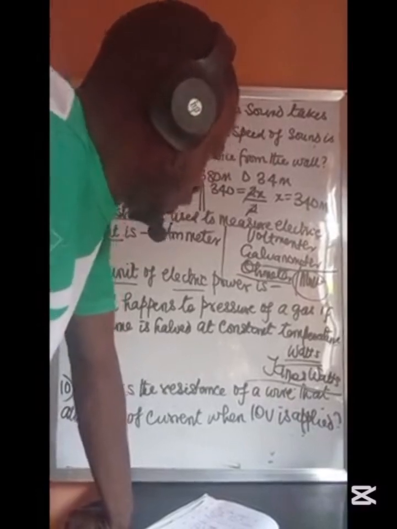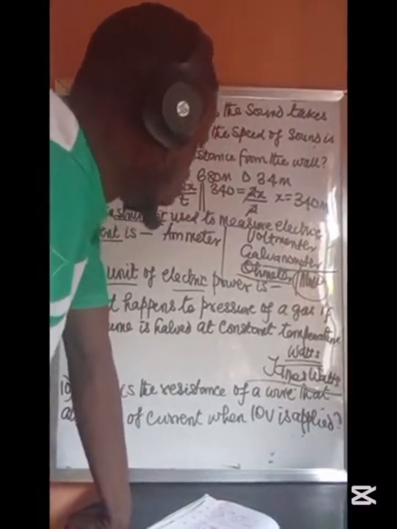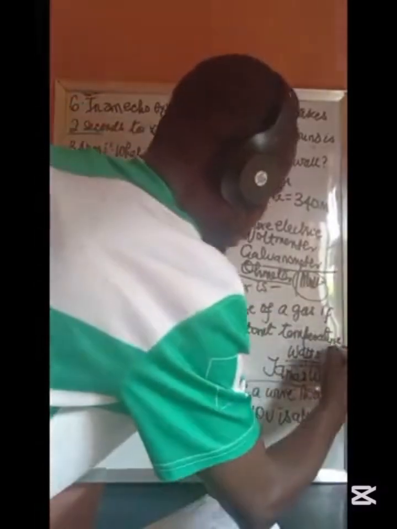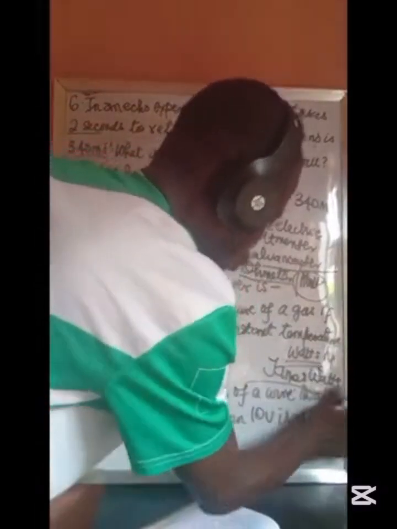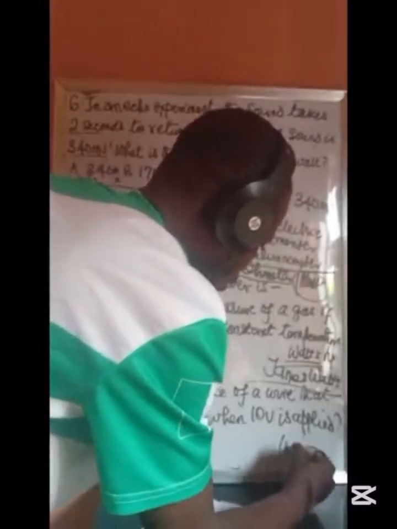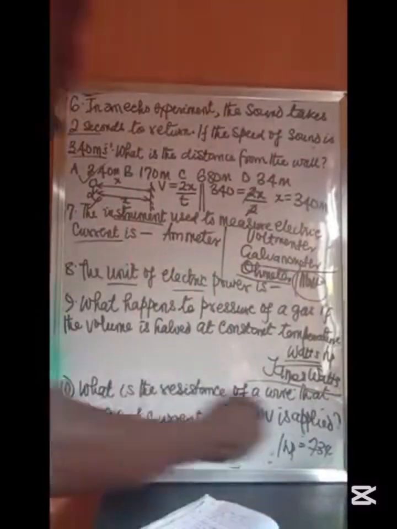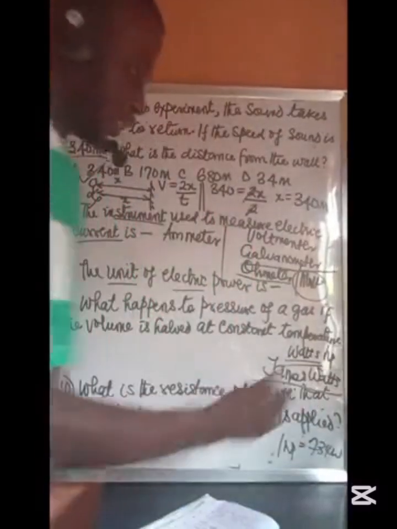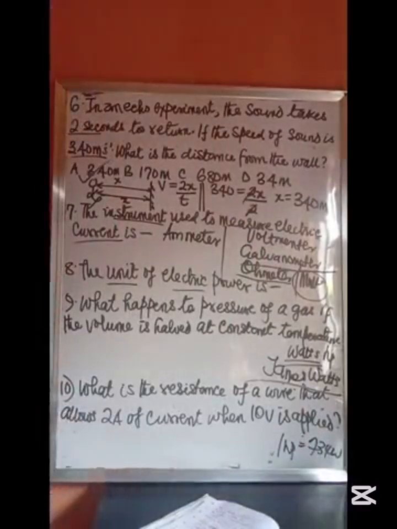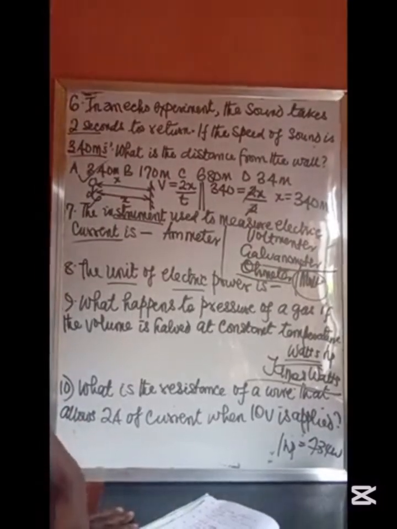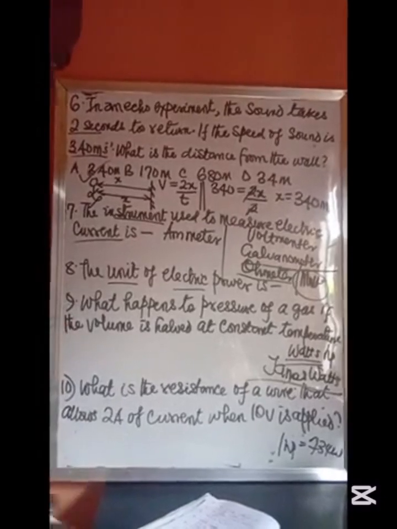However, there are other units of power which are not SI, like horsepower, HP. Of course, 1 horsepower is equivalent to, I think, 734 watts. But watts is used as the SI unit of electric power.